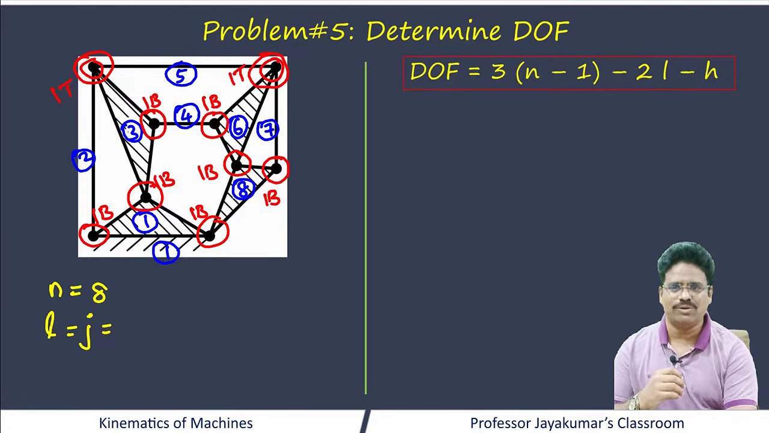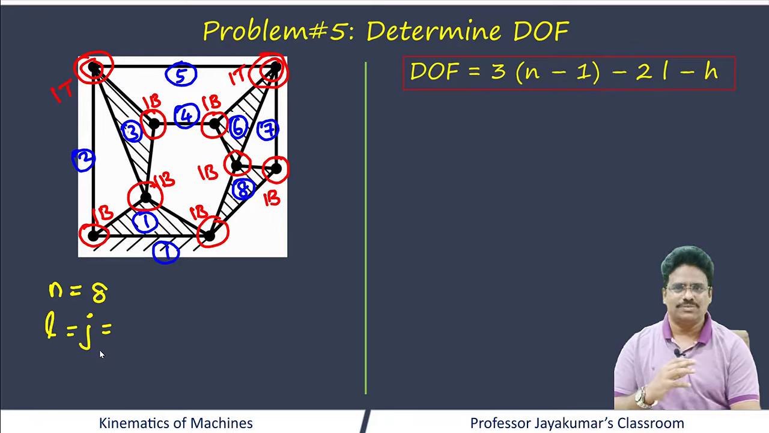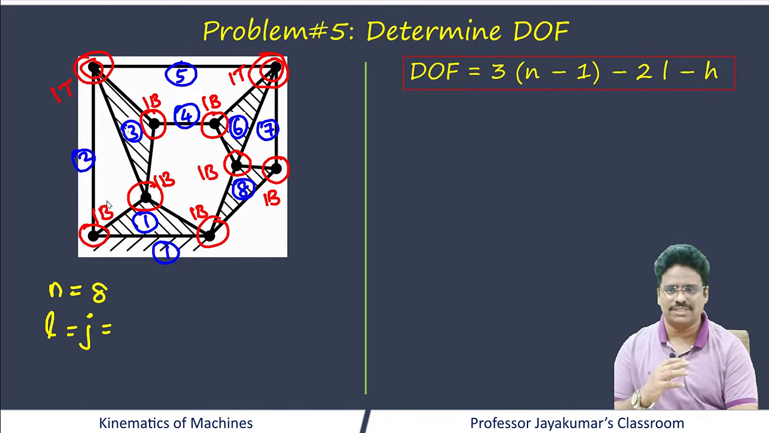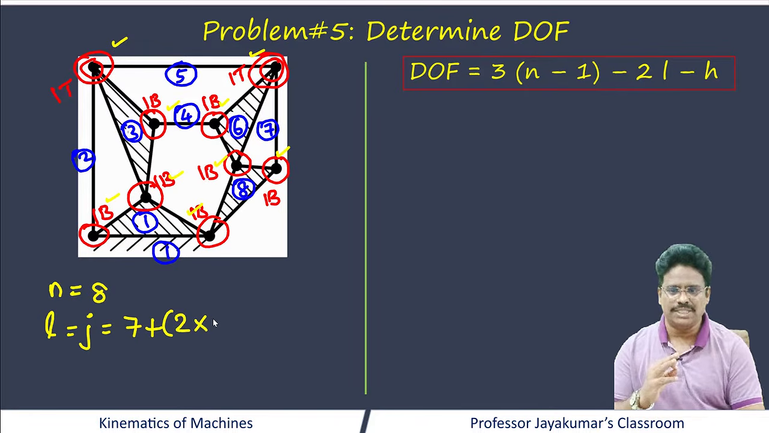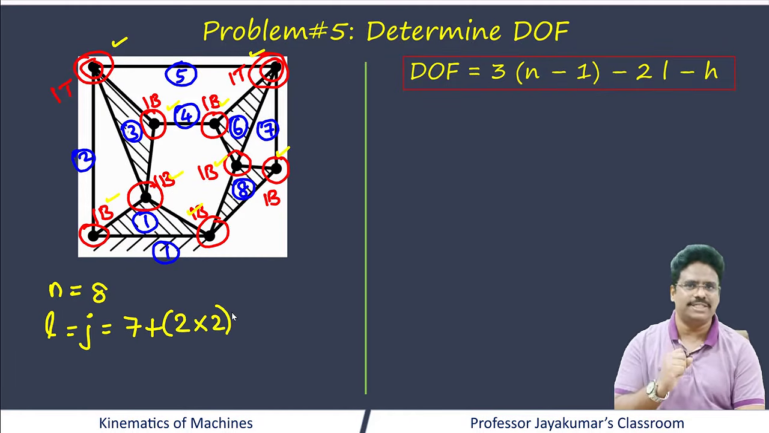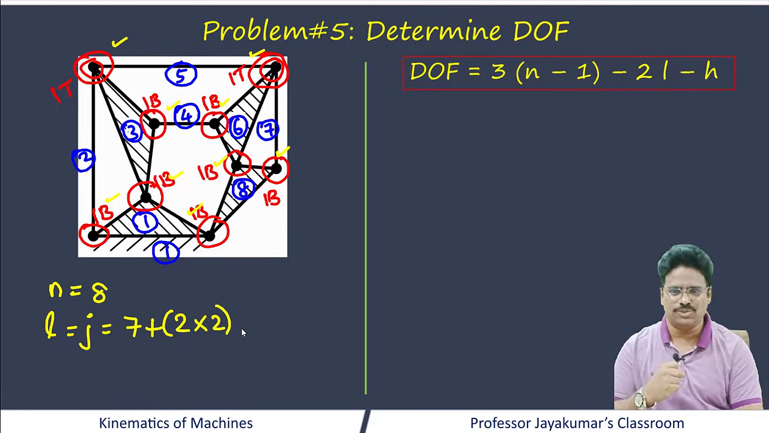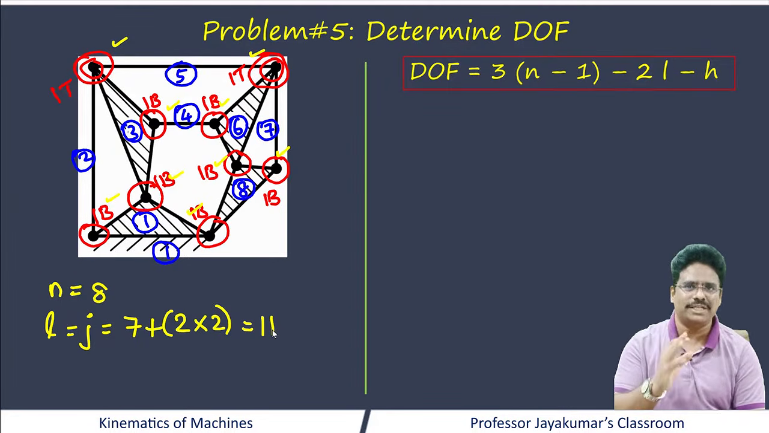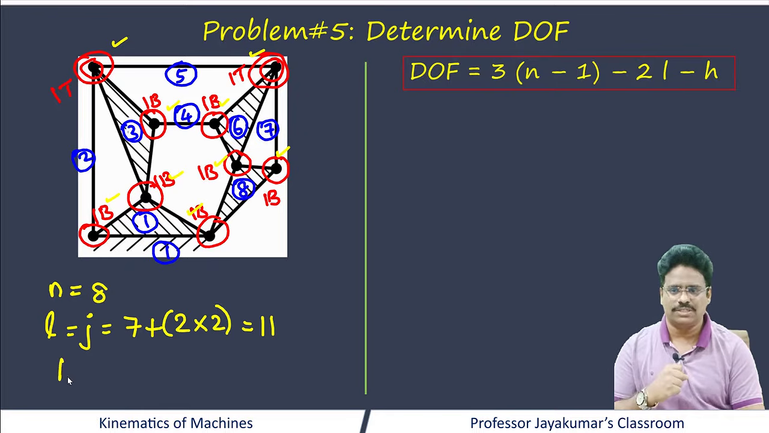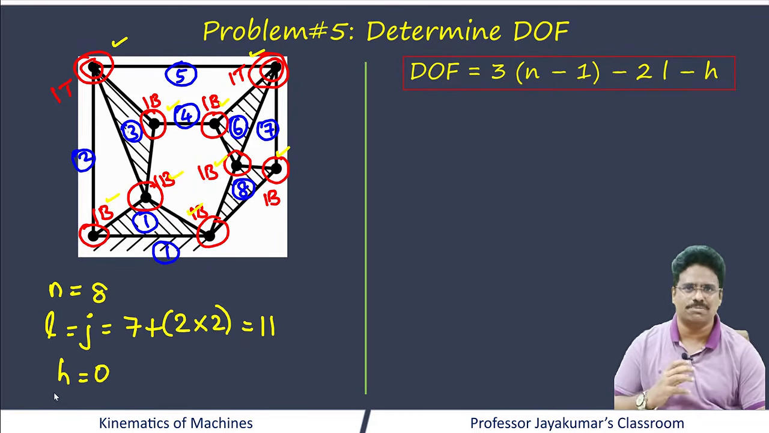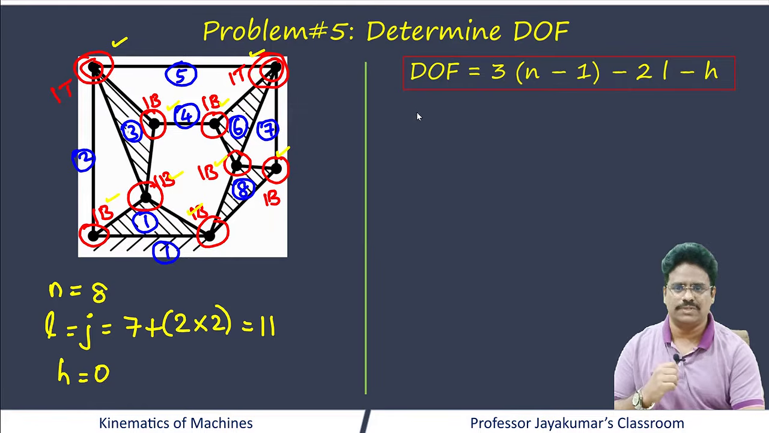So now I could find the equivalent binary joints, which is equal to the number of binary joints 1, 2, 3, 4, 5, 6, 7 plus the number of ternary joints, 1 and 2. 2 ternary joints multiplied by 2, because one ternary joint is equal to 2 binary joints. We know that. So we have a total of 11 equivalent binary joints in this mechanism. Of course, there are no higher pairs in this problem. So substituting them, we will get the answer.